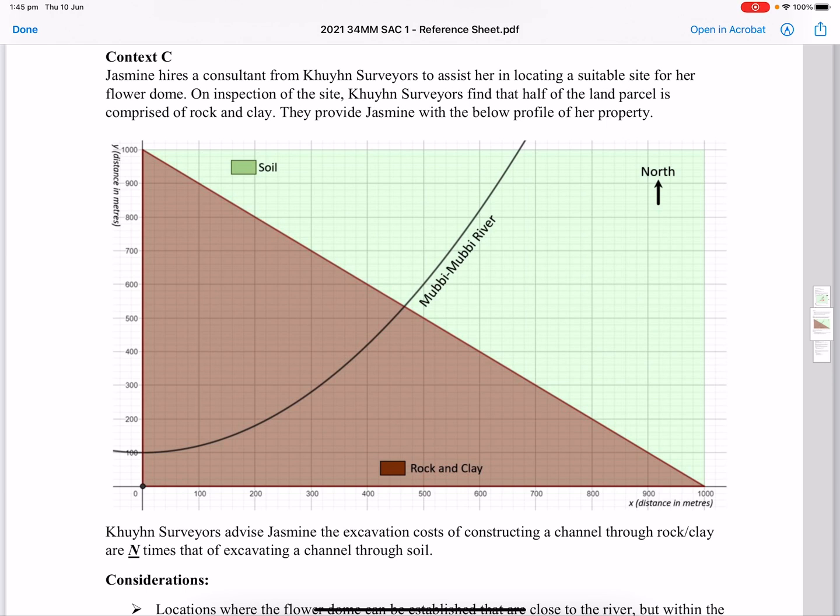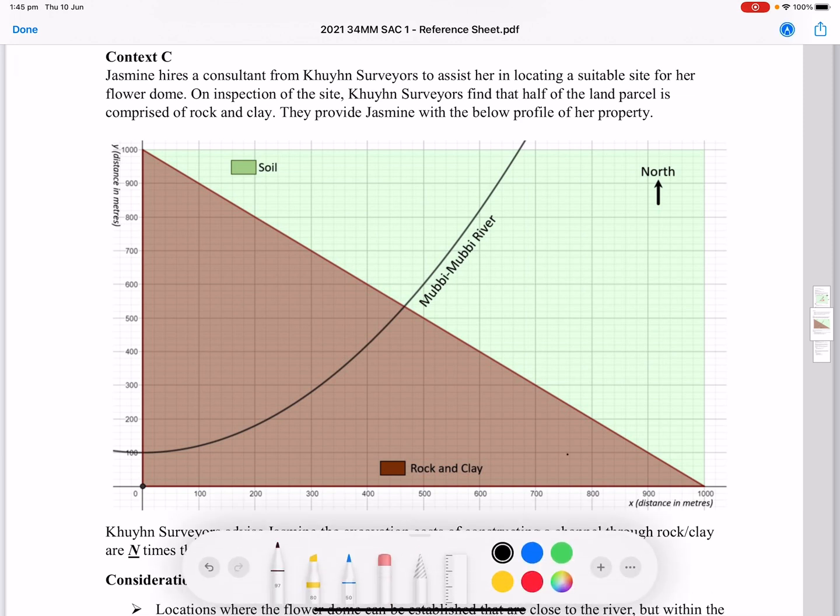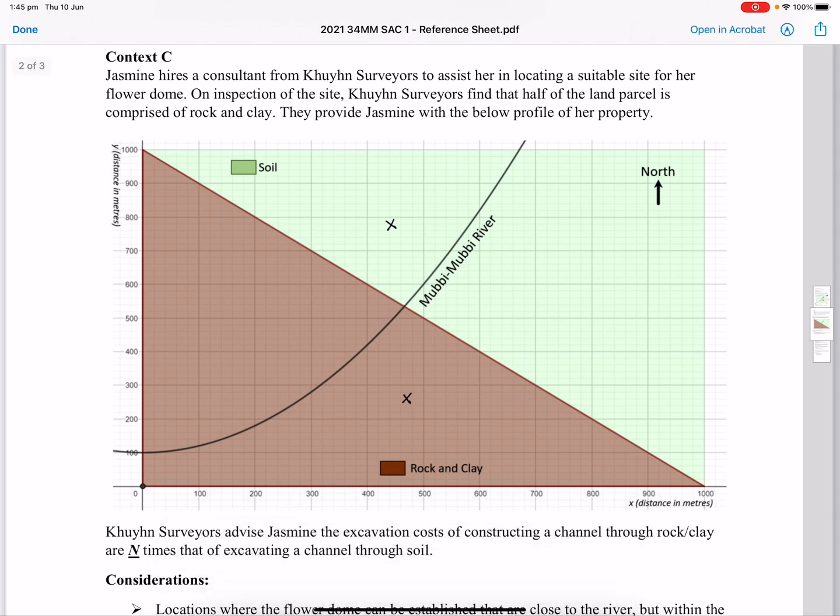Now, because her flowers aren't growing in the ground, it really doesn't matter if she locates her flower dome in the rock and clay or the soil. She just has to have a location that's close enough to the river, but at least set back by the river. But there's this other parameter that comes into play. Kei-Hun Surveyors advised Jasmine that the excavation costs of constructing a channel through rock and clay are n times that of excavating a channel through soil.